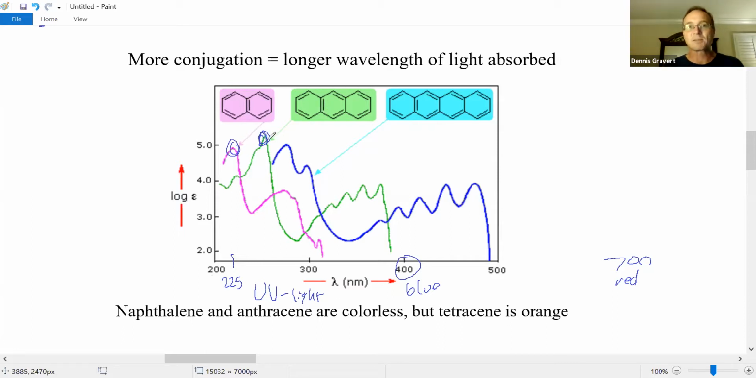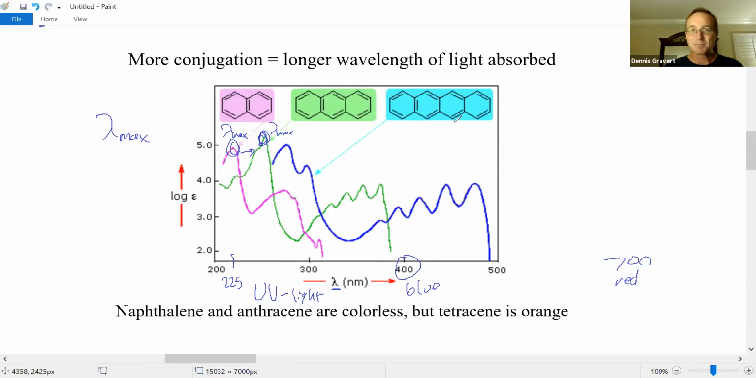Now the maximum wavelength of light, lambda max. Okay, so we're measuring the wavelength. The highest peak is your lambda max. Now it's shifted towards longer wavelengths, getting towards the visible. So more conjugation, longer wavelength. And we're measuring the wavelength of greatest absorption, maximum absorption. Lambda max for naphthalene. Here's lambda max for anthracene. And actually getting some absorption here, but still in the ultraviolet.